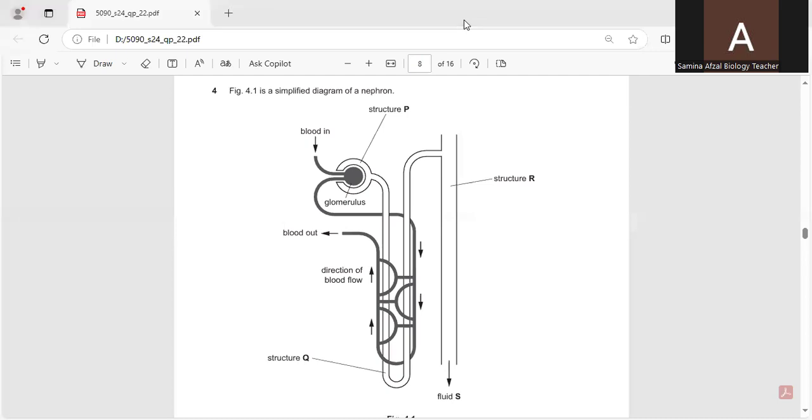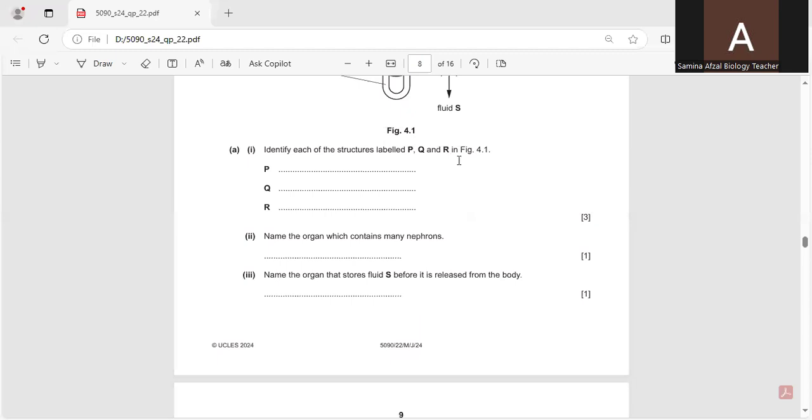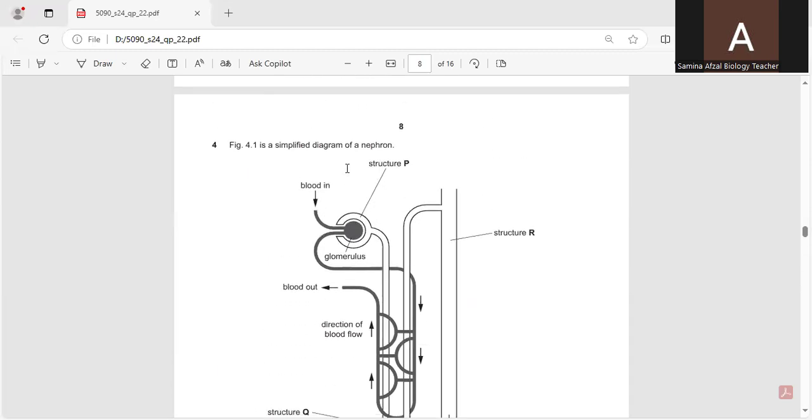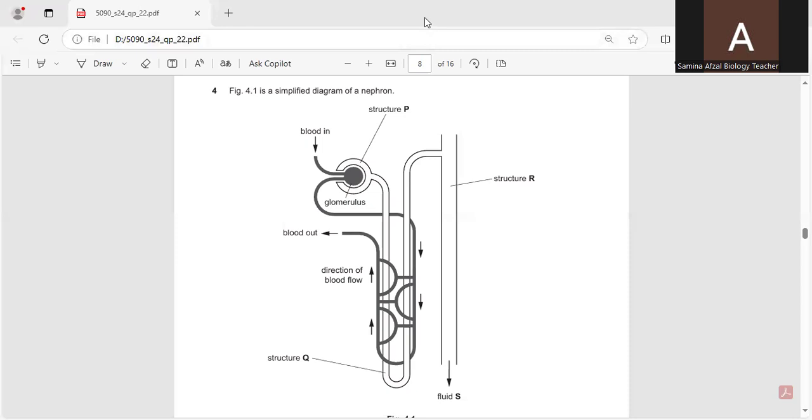And in this you can see structure P, and then structure R, structure Q, and structure S. So they have shown the different parts of the nephron. So we will move towards the question about this nephron. And the question is, identify each of the structures labeled P, Q, and R in the figure 4.1. So you can see P is the Bowman's capsule, and R collecting ducts, and structure Q is loop of Henle.